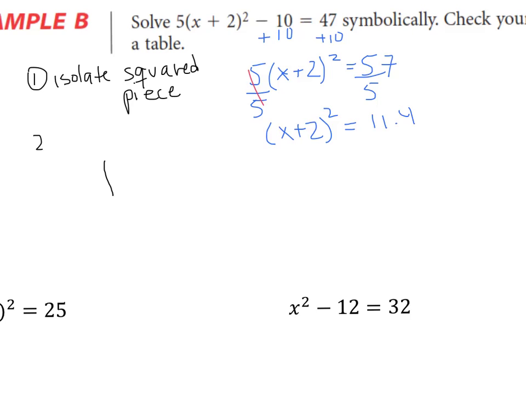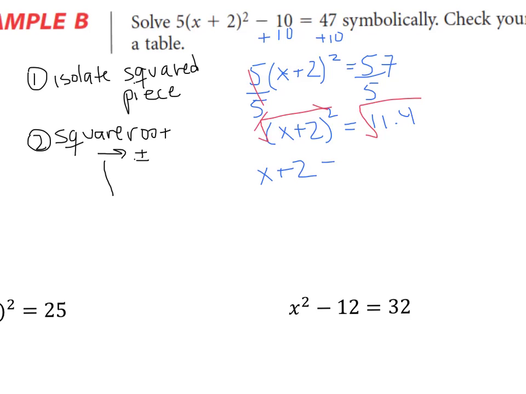Step 2, we are going to take the square root, and whenever we take a square root, we end up with 2 cases, a positive case and a negative case. We call that plus or minus. So when we take the square root and the squared cancel, take the square root of the other side, and what we are left with is x plus 2 alone on the left side, and a plus or minus square root of 11.4 is 3.38, roughly.